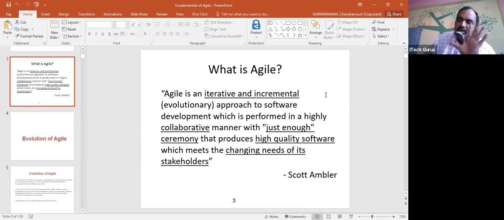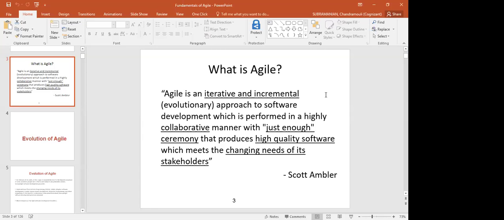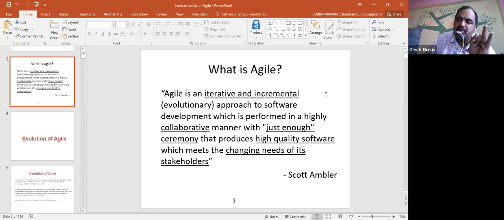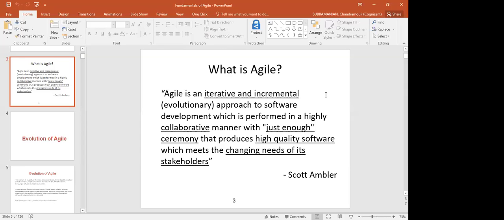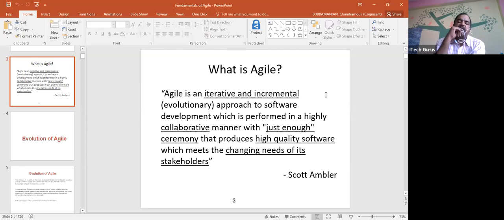There should be 5 keywords clearly defined while you're defining agile. Let me repeat, 5 keywords are there. What are the 5 keywords? Iterative and incremental. Collaborative fashion. It is developed with just enough ceremony. High quality software. Changing needs of its stakeholders. All these 5 are very, very important.